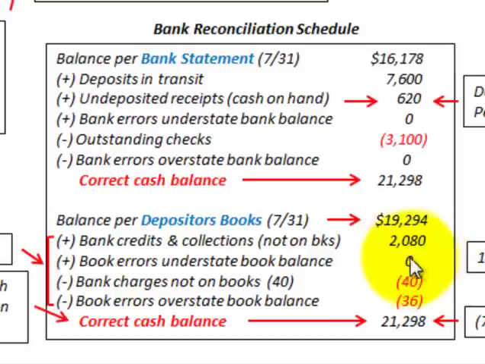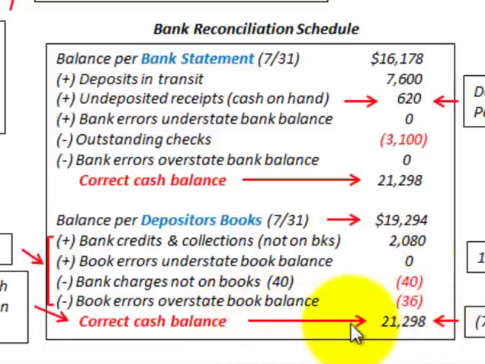Well, there was none in this example, so we put down zero. And then we'd be subtracting out any bank charges not on the books. In this case, we had a $40 bank charge that the bank charged the company. And then we'd also be subtracting out any book errors that overstate the book balance. In this case, we had a miswritten check that was recorded wrong, and we have to subtract $36 for that check. So, totaling up or netting our amounts, we start out with the $19,294, adding in our additions and our deductions, and we come up with a balance.